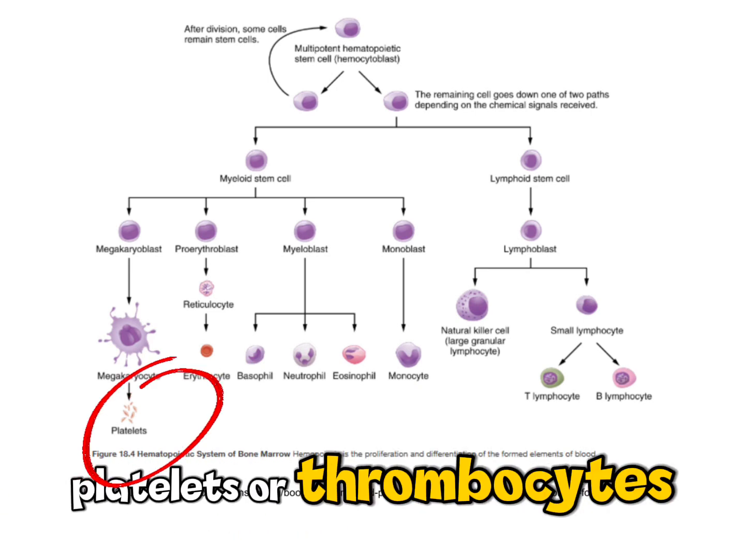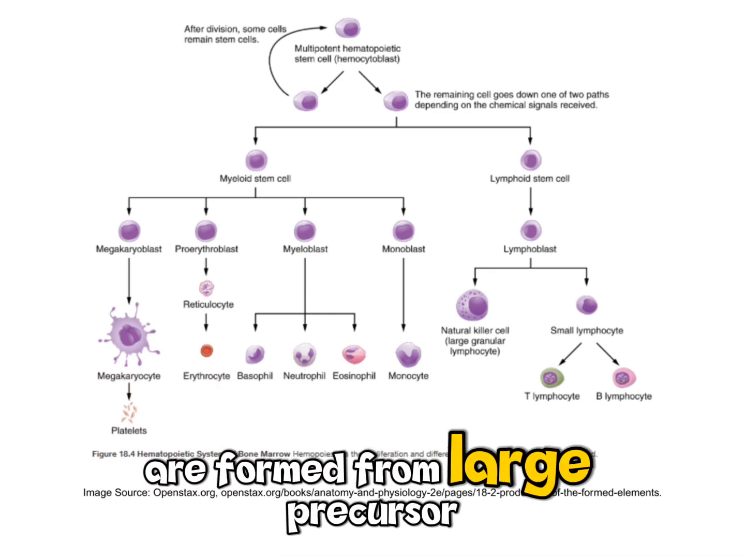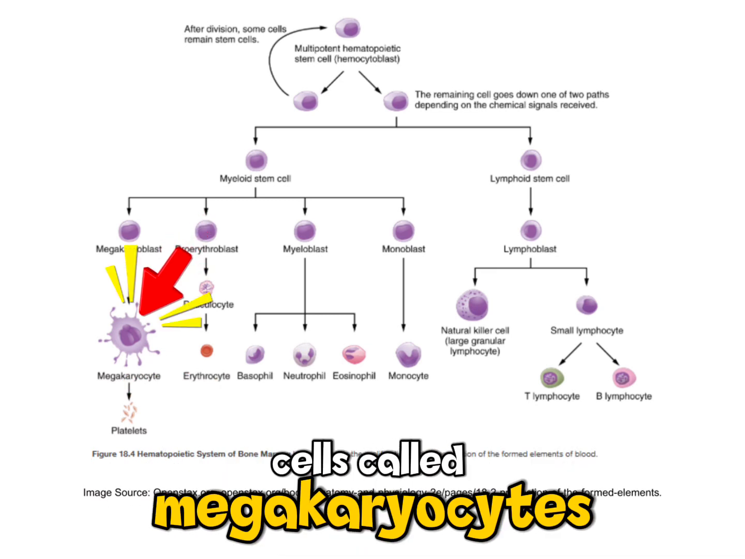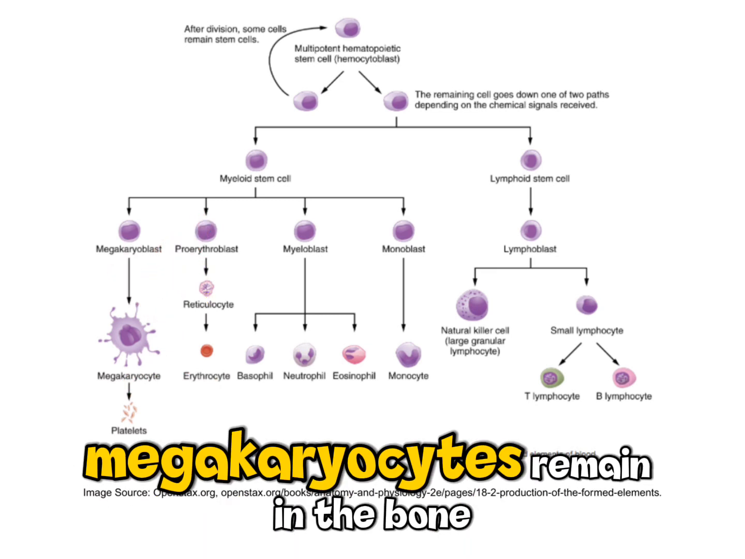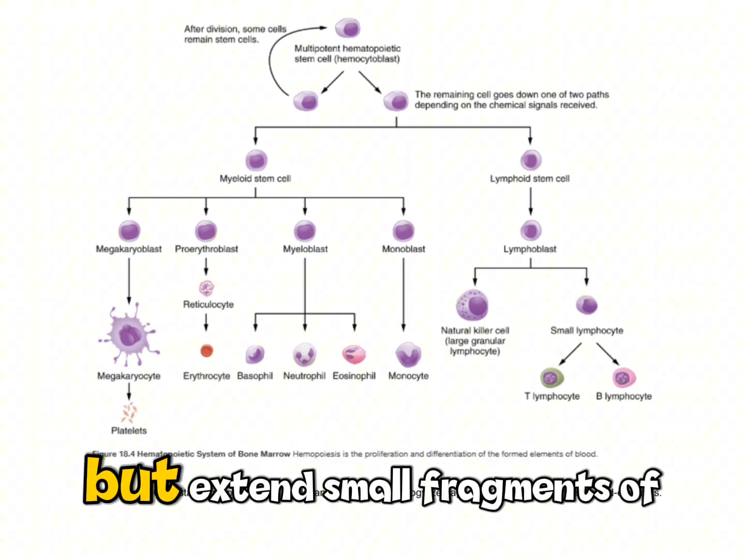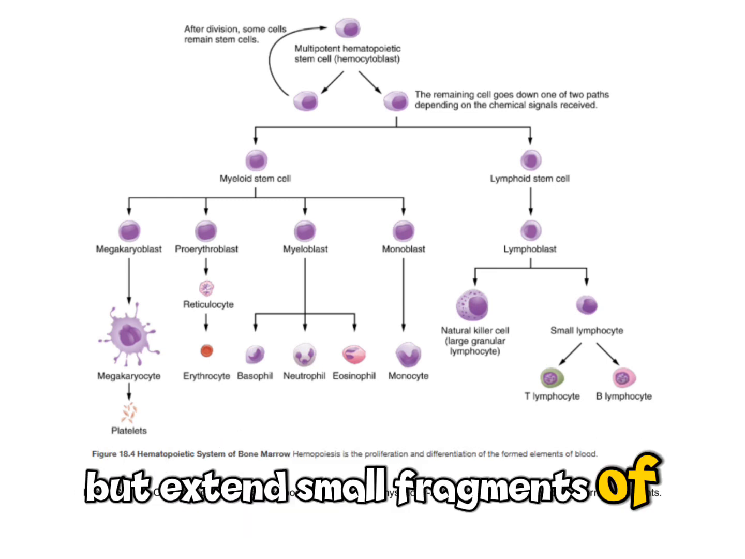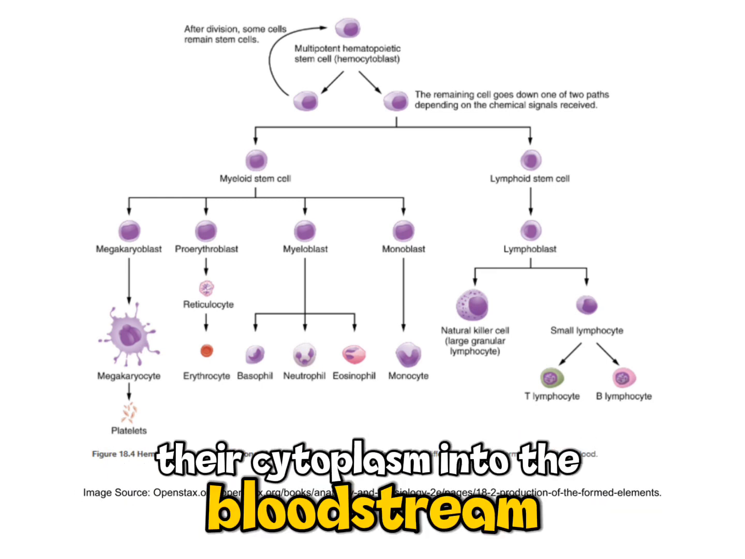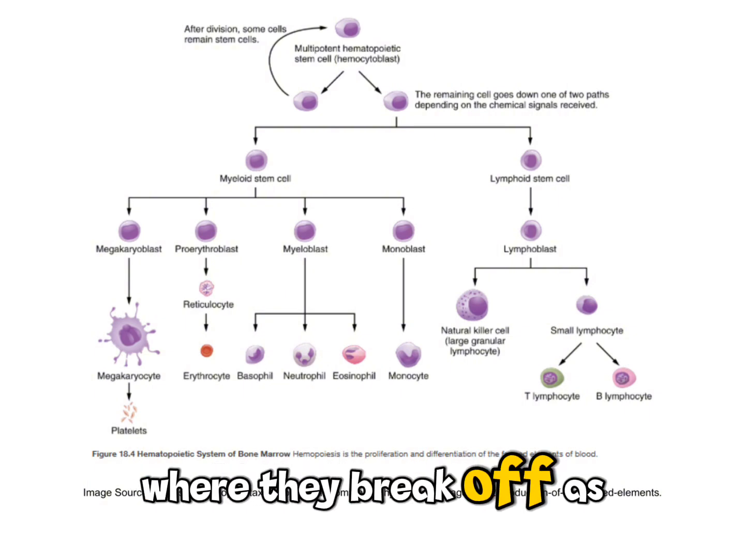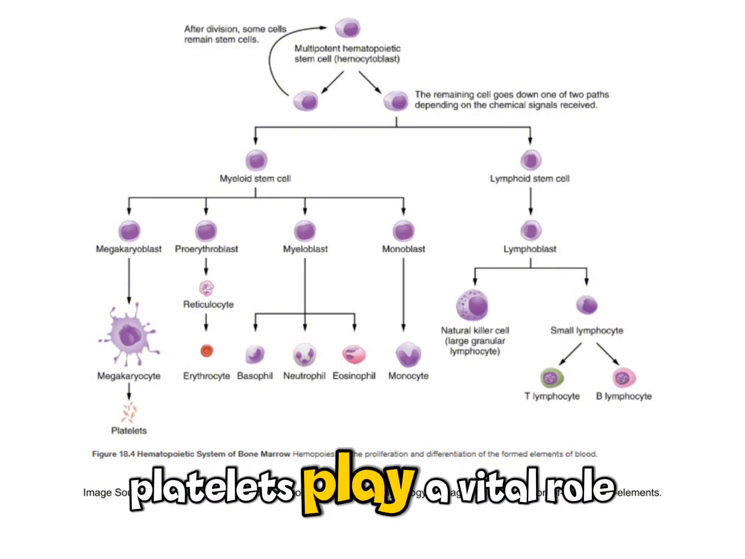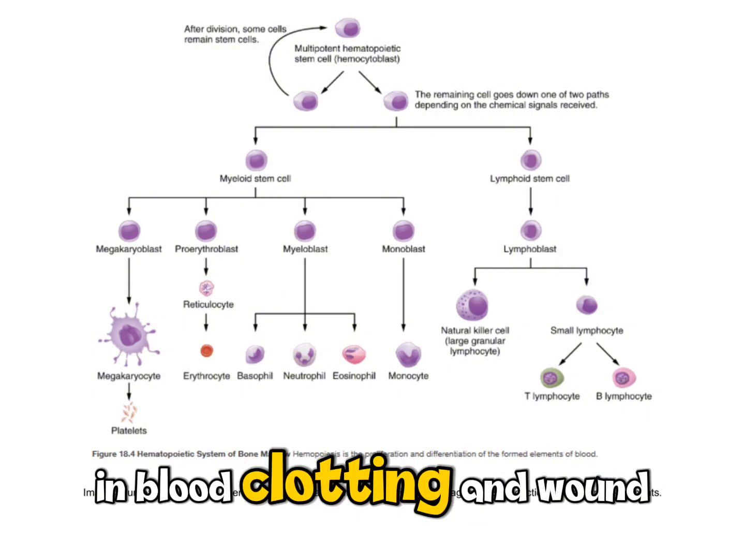Platelets, or thrombocytes, are formed from large precursor cells called megakaryocytes. Megakaryocytes remain in the bone marrow, but extend small fragments of their cytoplasm into the bloodstream, where they break off as platelets. Platelets play a vital role in blood clotting and wound repair.